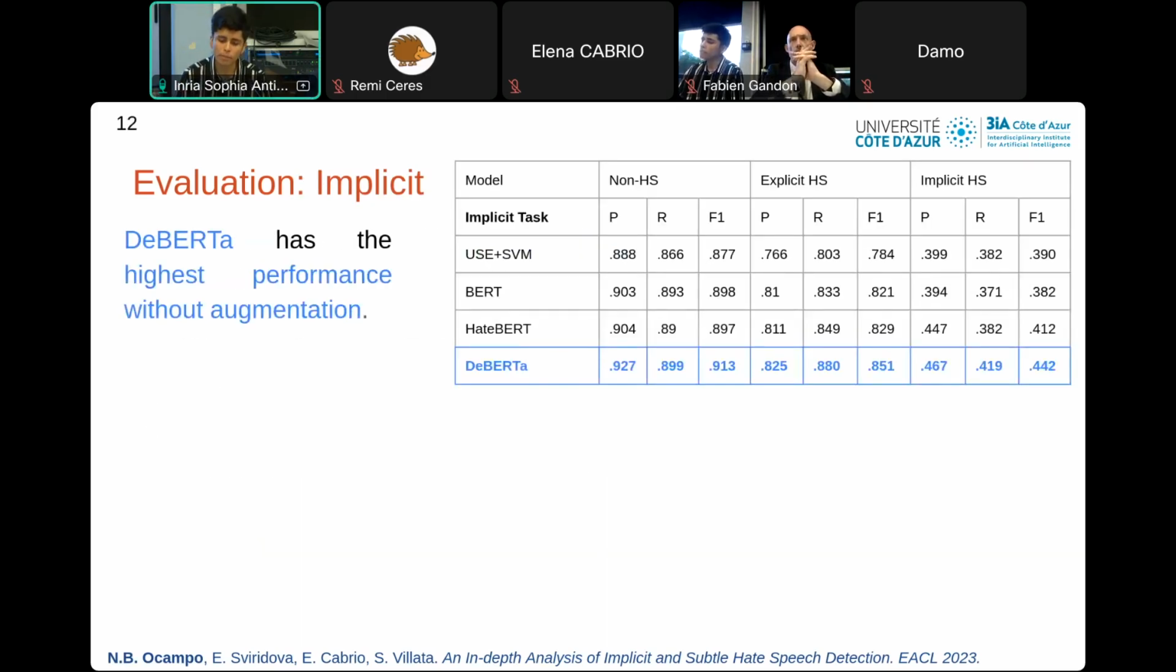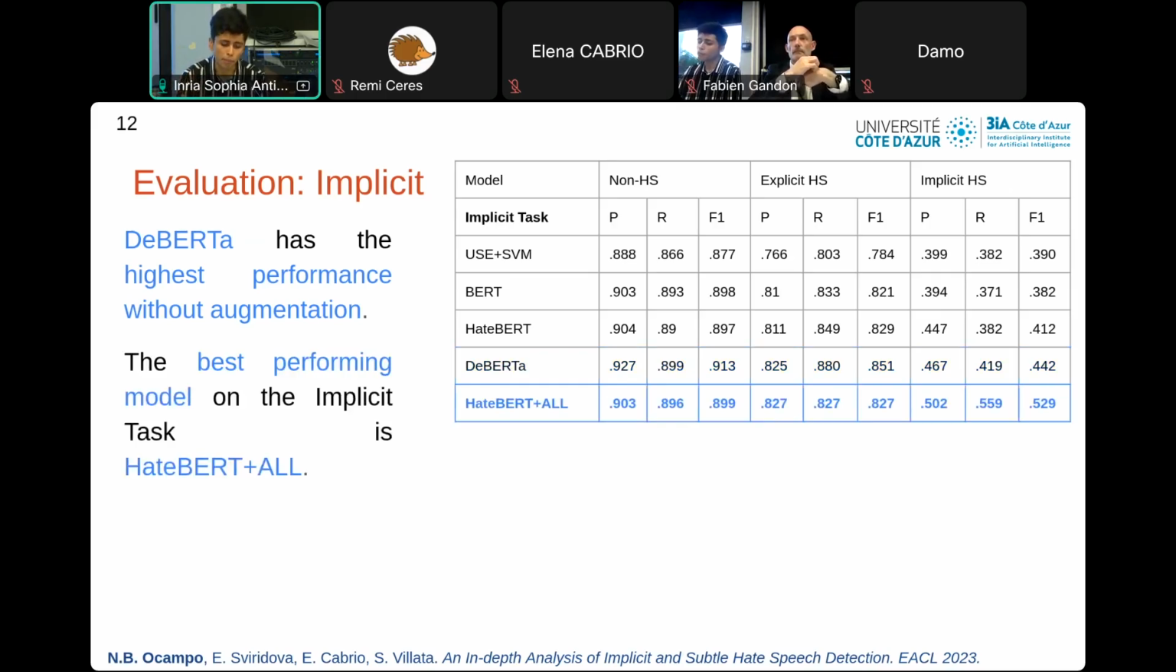So here, basically, the model that performed the best without augmentation was the BERT for the implicit task. Just a minor comment: remember that if you have 3 labels, the random model has an F1 score of 1 out of 3 for each of the labels. So in this case, it was performing well for the non-hate speech and explicit hate speech classes. And then the implicit one was also performing over the random model.